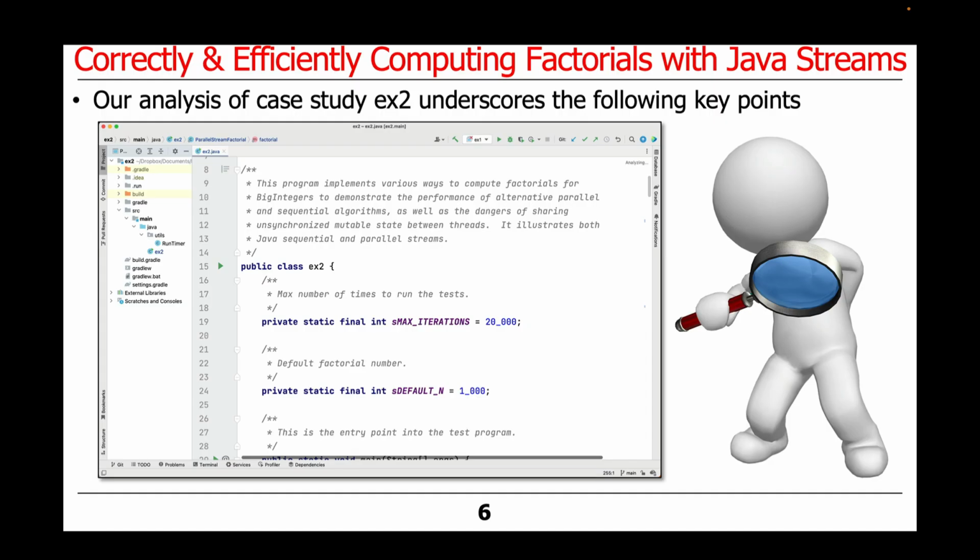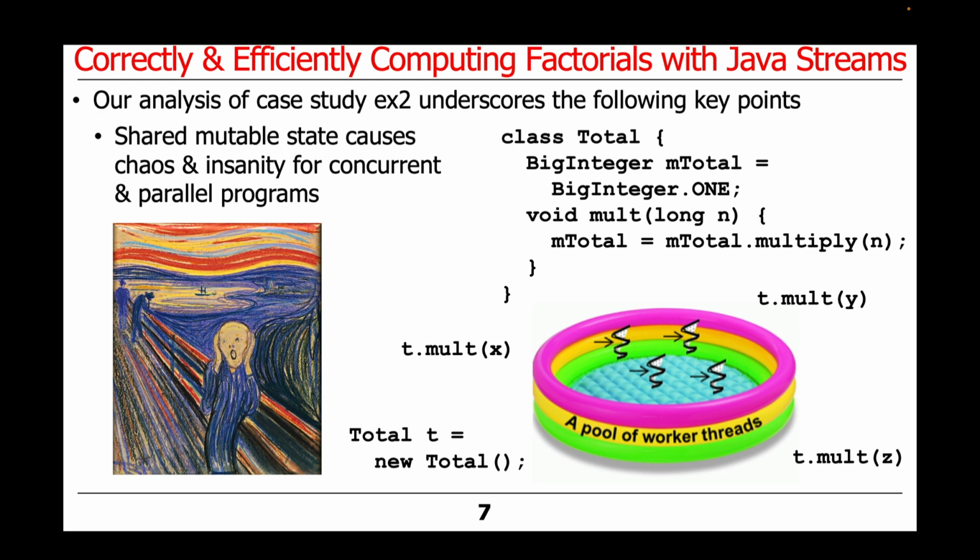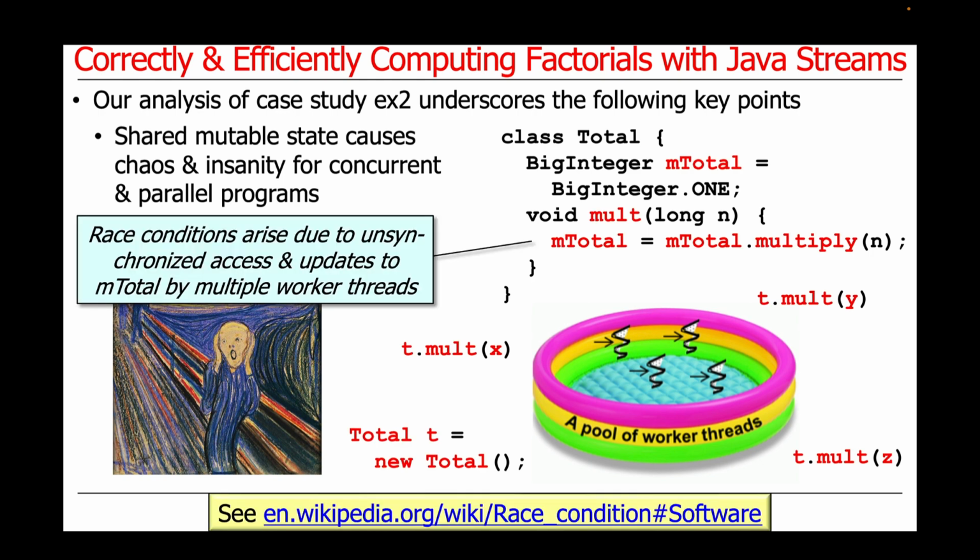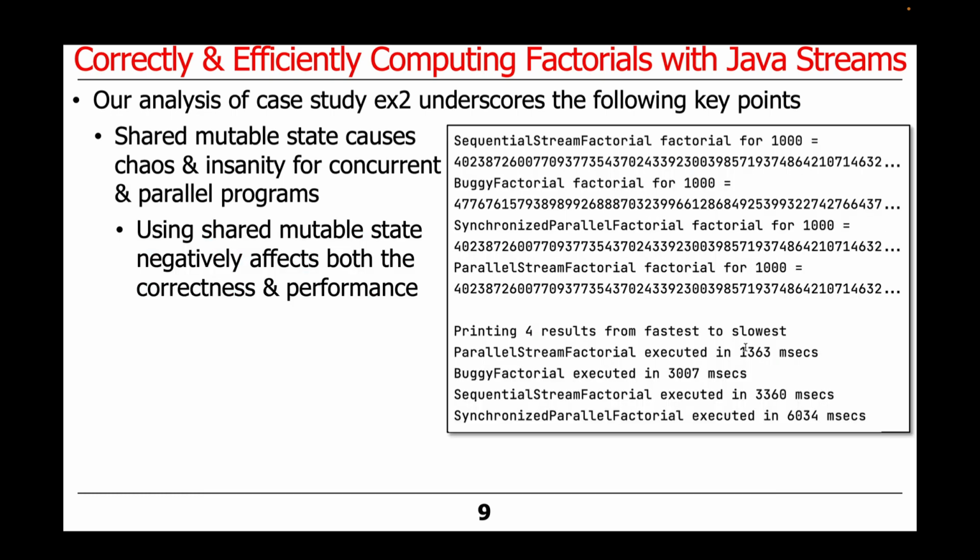Our analysis of case study ex2 during our code walkthrough underscores the following key points. First, the use of shared mutable state can cause chaos and insanity for concurrent and parallel programs. In particular, race conditions can arise due to unsynchronized access and updates to the mTotal field by multiple worker threads in the common fork join pool. Using shared mutable state can negatively affect both correctness and performance. For example, the buggy factorial algorithm gave the wrong result, even though it executed relatively efficiently.